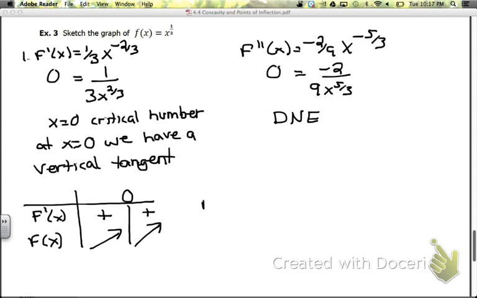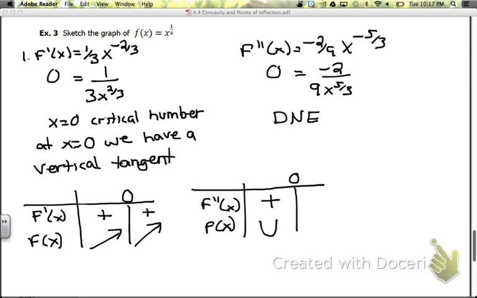Now let's look at our second derivative to figure out if our function is concave up or down around our critical point of 0. For a number on the left-hand side of 0, we get that the second derivative is positive, therefore we know that it would be concave up. And if we look on the right-hand side of 0, we get that it is negative, and therefore our function would be concave down.